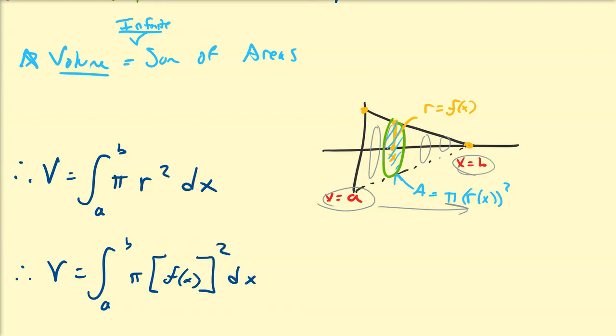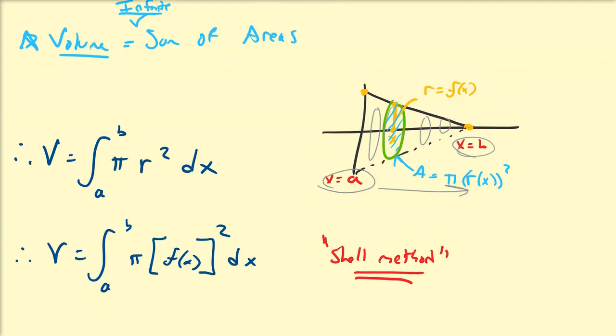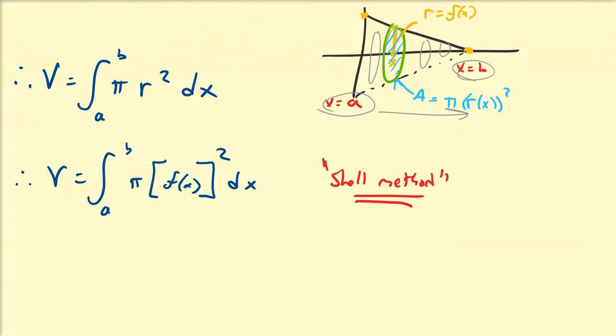So this is pi r squared. And some people refer to this as the shell method. Okay, so let's figure out exactly what f of x, a, and b are in this picture.